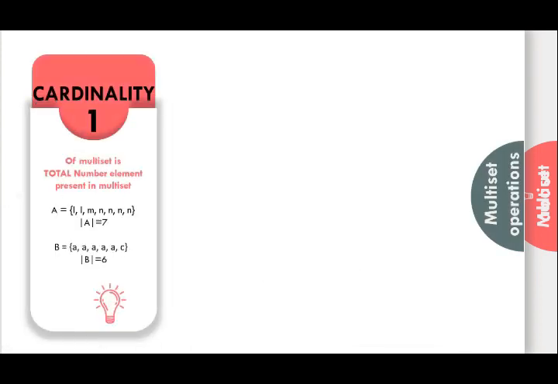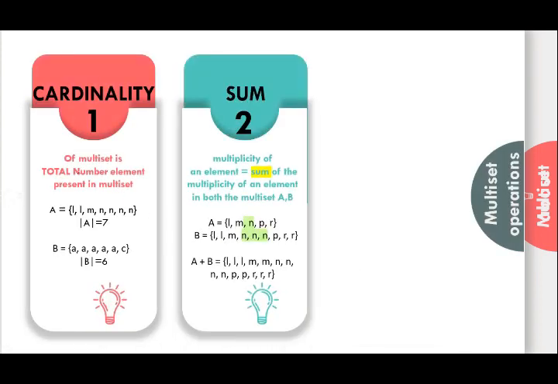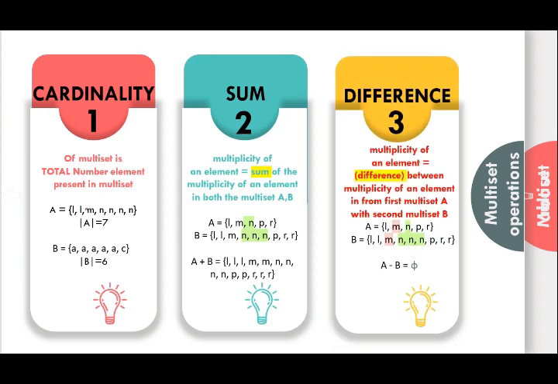In the same way, the next multiset operation is cardinality. Cardinality is the same operation as for your set. It means how many elements are present in your set, no matter whether they are repeated. We need to count exactly how many elements are present in your set. That is called the cardinality of your set. Sum is the summation of all the repetitions of your element from both sets. That is the sum of your multisets.